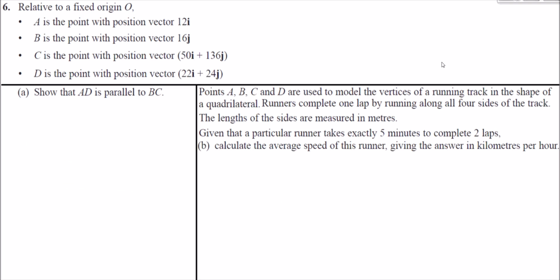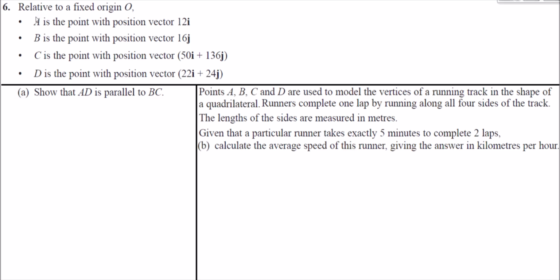Question 6 is a question about applying vector geometry to a modelling situation. In this particular question, we're looking at running around a track. So one option we could do is maybe sketch this out. You don't have to, but you could.